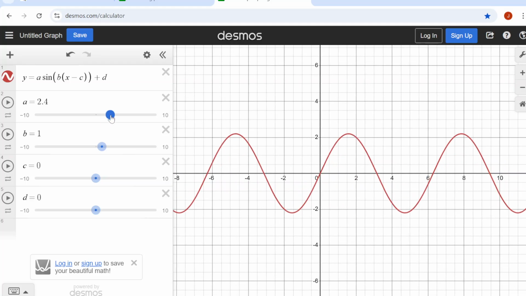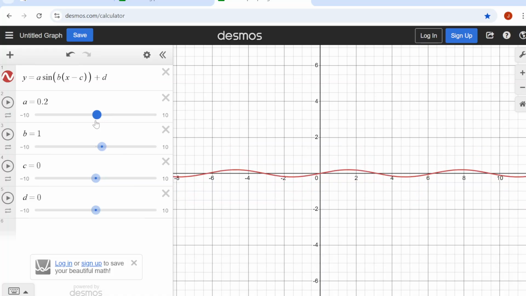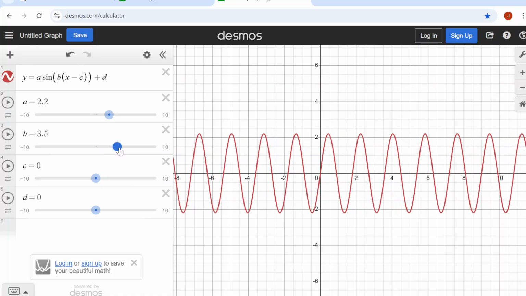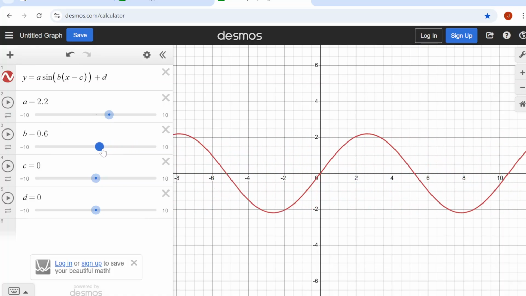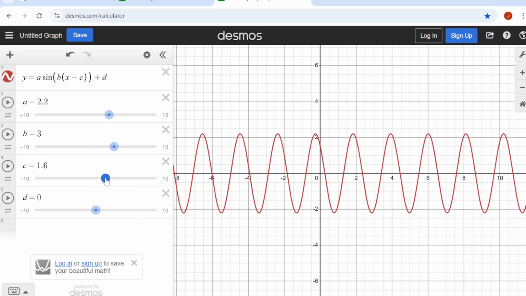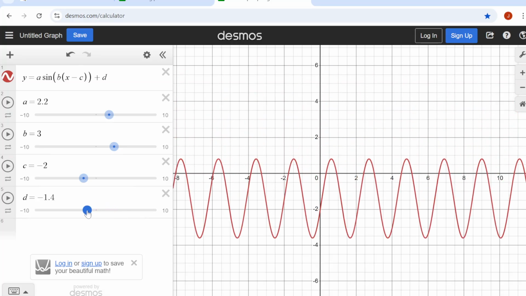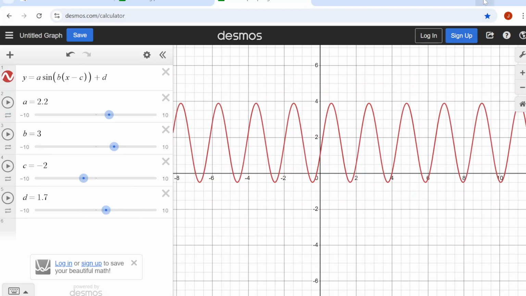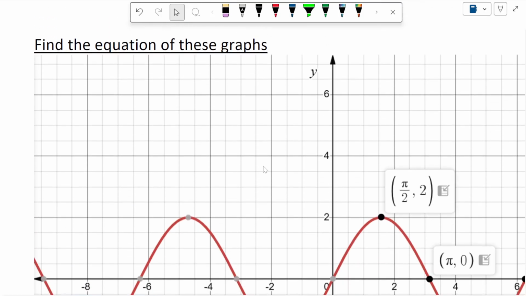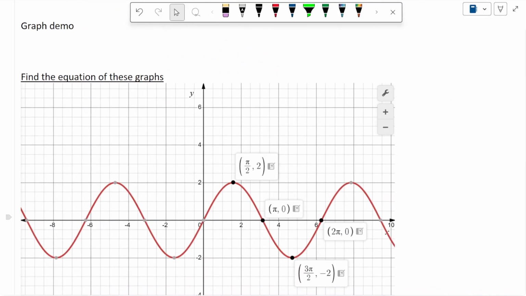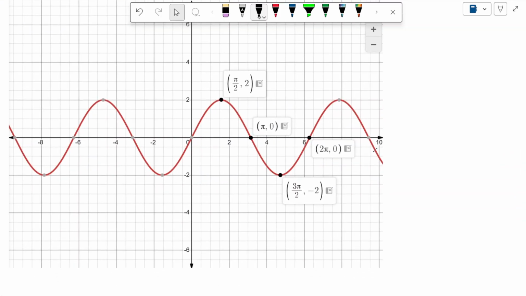We can see that A will change how much it stretches up and down. B will squish it in and out, a bit like a slinky. C will move the whole thing left and right, and D will move it up and down. And then we can figure out what graphs are from a picture. So we've got this graph here. It's got pretty much the standard sine shape, so we just have to figure out what A, B, C, and D are.